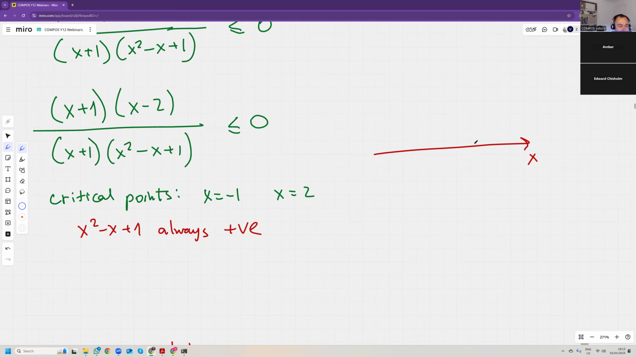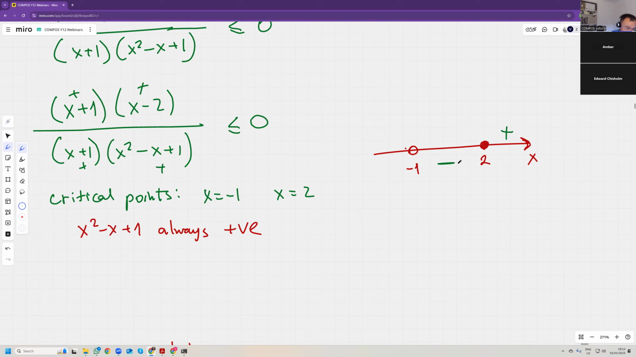Now we say, okay, so we have 2. Now 2 is a solid dot. Then we have minus 1. Minus 1 is a round dot. Now we check a very positive value, for example 100. If we place 100, positive, positive, so that's positive, positive, positive, positive.